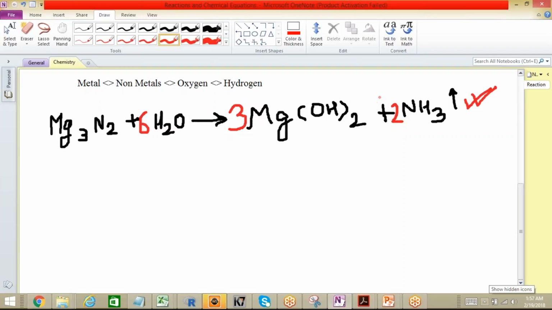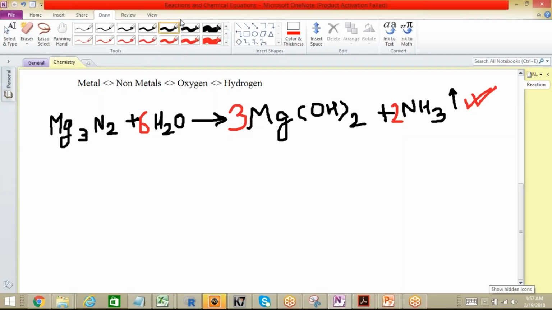Alright? This is how you can proceed to balance your given chemical equation. Alright? In a similar way, let's see a few more examples, one or two more examples. Let me show you so that you can get more acquainted with this kind of method.